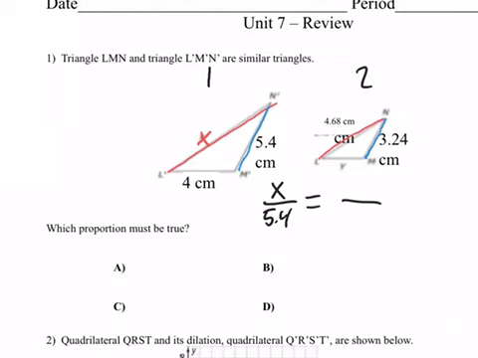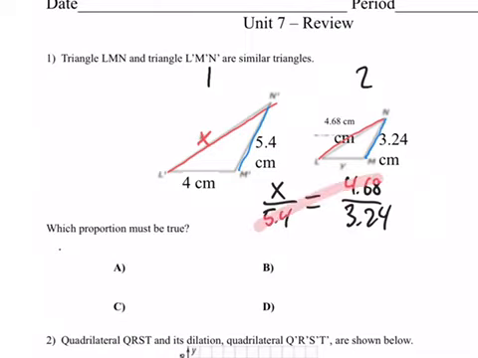Anyways, on the right side, we're going to call it triangle 2. Well, I did x on top, so I've got to do 4.68 on top for this one. And then on the bottom, it's got to be the same triangle, so it's going to be 3.24. I know, again, it just wants to know which proportion is true, but this time around, we're just going to solve for x. What I highly recommend doing is just doing cross multiply, divide.